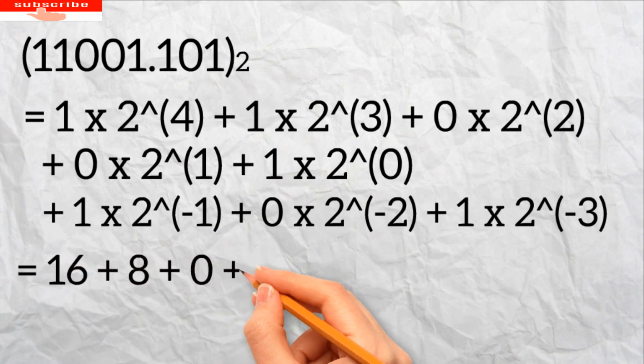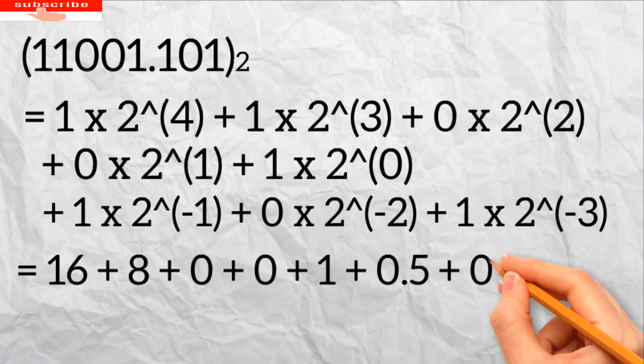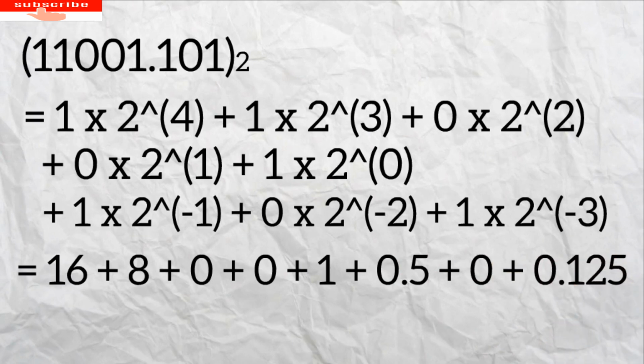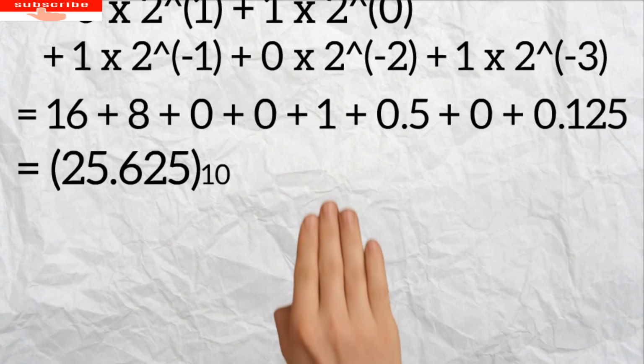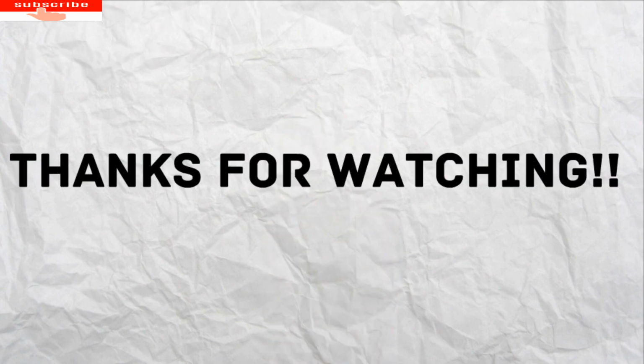which is equal to 16 plus 8 plus 0 plus 0 plus 1 plus 0.5 plus 0 plus 0.125, which gives the final answer of 25.625, which is the final answer. And that's it. We have successfully converted a fractional binary number to a decimal number.